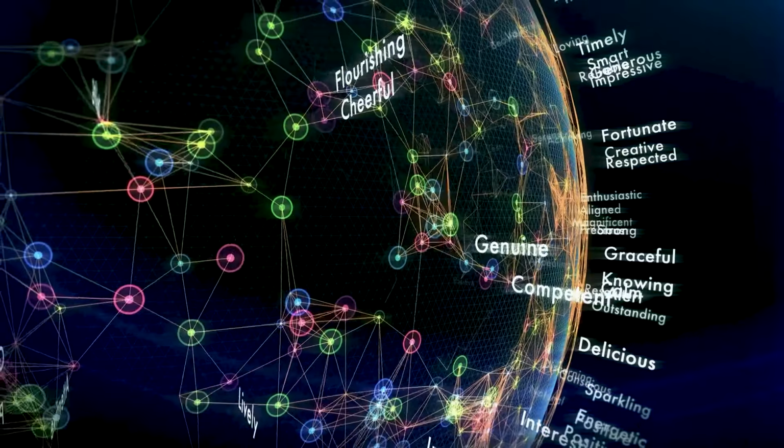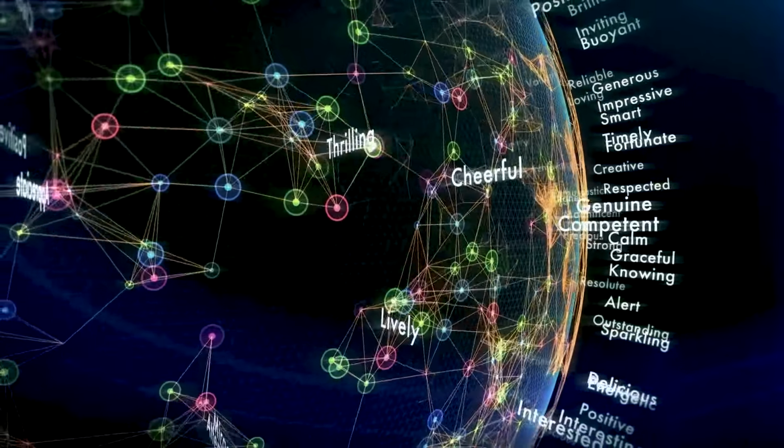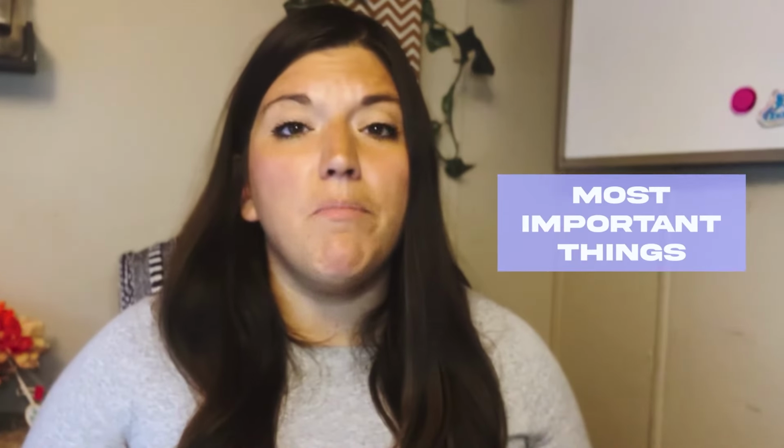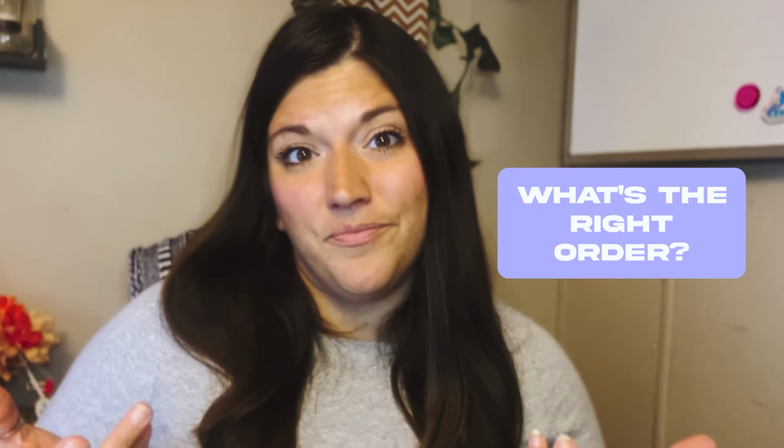In English, understanding the order of where words should be placed in a sentence is one of the most important things you can learn when learning a new language. So, what's the right order?